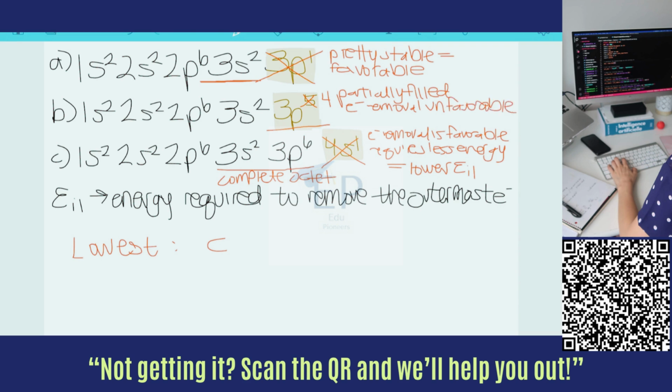If something is more unfavorable, that means it requires a higher ionization energy because it requires more energy to occur. So our highest ionization energy can be assigned to B.